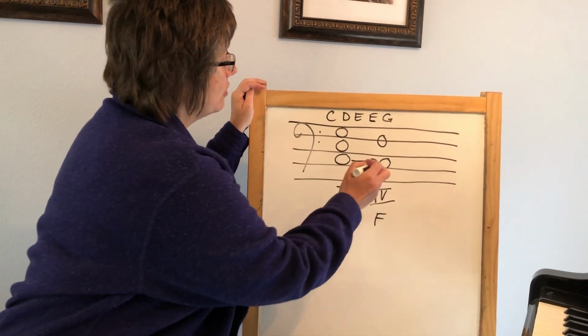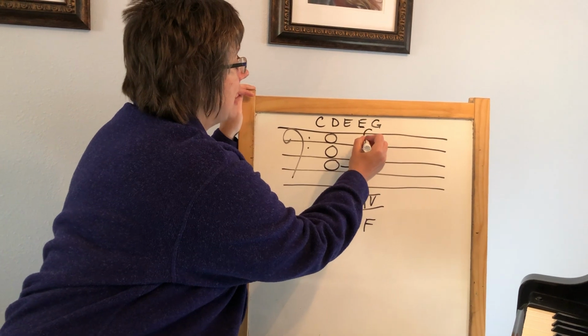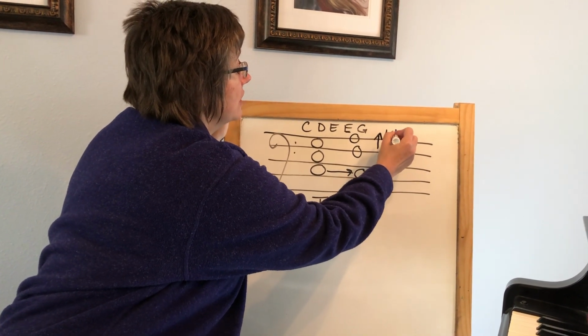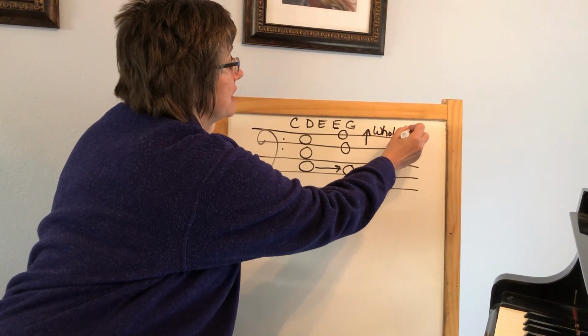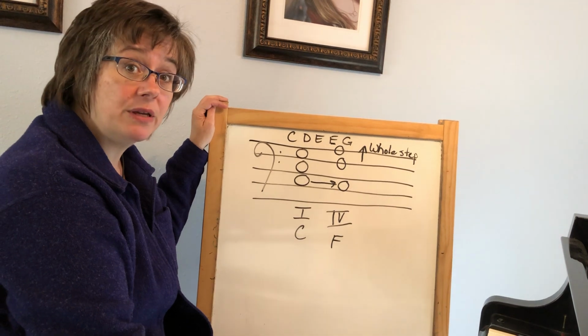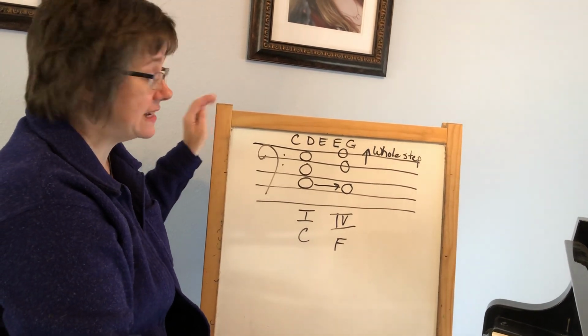The trickiest one to remember for the 4 chord is the top. That top note can be found by your thumb going up a whole step, and make sure that you watch that it's a whole step, because it might be a black key, it might be a white key.